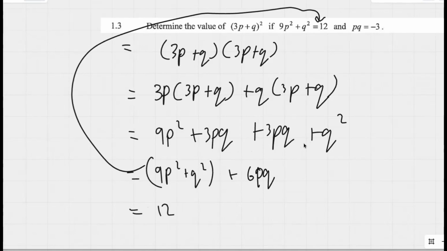And pq, according to our question, is equal to negative 3. So plus 6 times negative 3. And negative 6 times negative 3 is going to give us negative 18. So 12 minus 18 is going to give us the answer of negative 6.